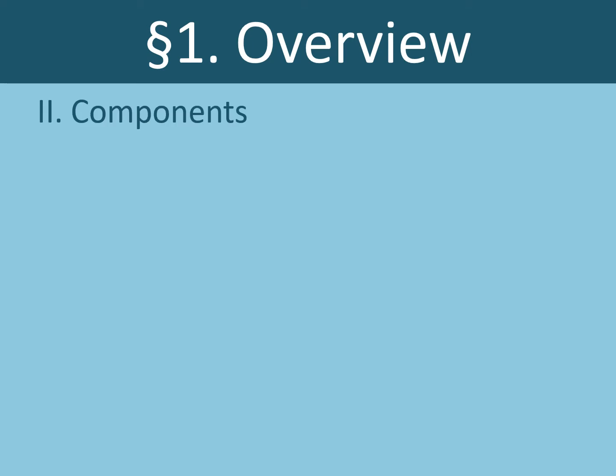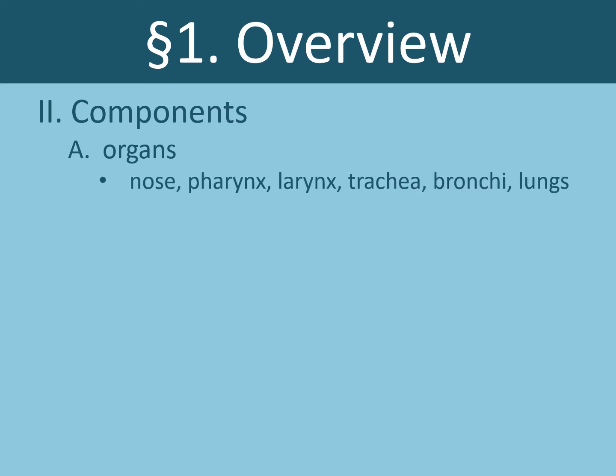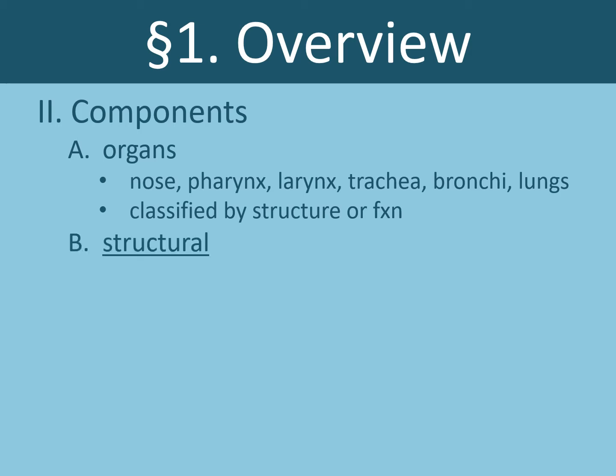Now let's discuss the components of the respiratory system. The organs of our respiratory system include our nose, our pharynx or throat, our larynx or voice box, our trachea, our windpipe, our bronchi, and our lungs. The various organs of the respiratory system can be divided in 2 different ways, either by their structure or function. Let's begin with the structural classifications of the respiratory organs.